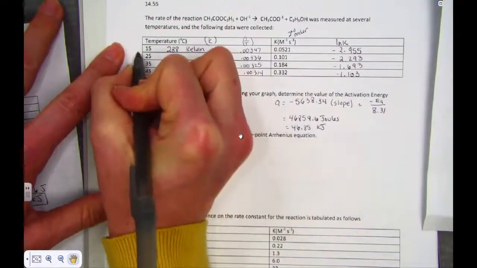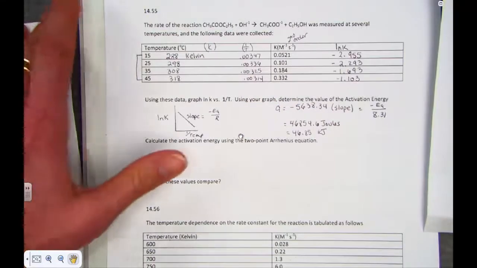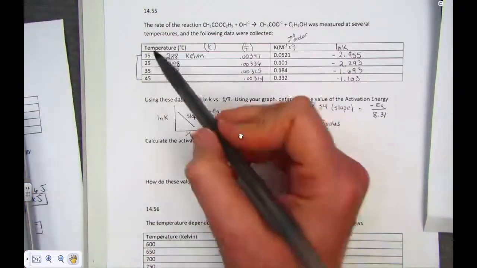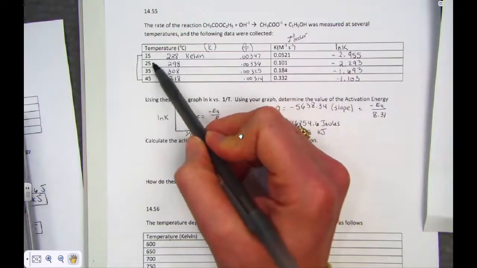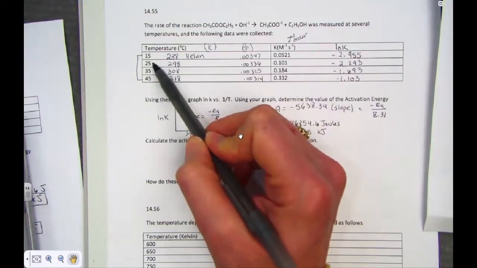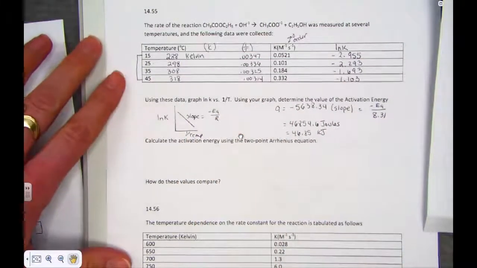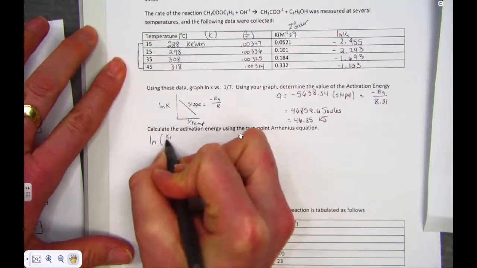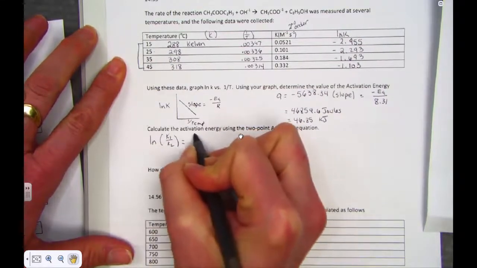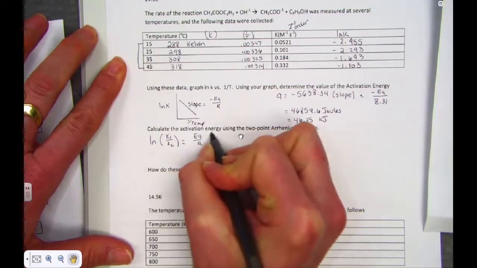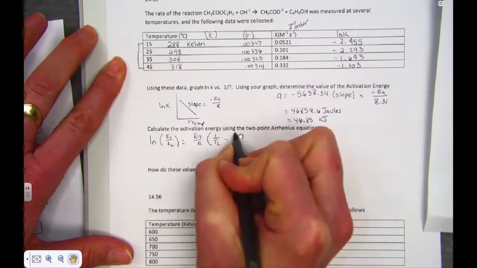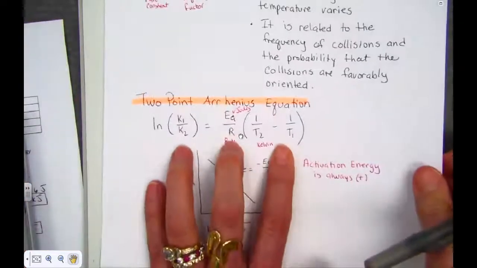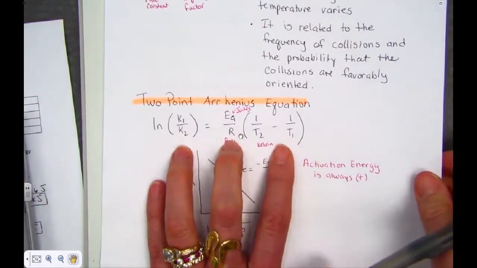My piece of advice is to always take the trials that are farthest away so you get a true representation of the slope of the line. I don't want to take 2 points that are right on top of each other, because I'm not getting a nice representation of a true line. So take the farthest points possible. The natural log of K1 over K2 is equal to EA over R times the reciprocal of T2 minus T1. All I've done so far is just copy my equation, the two-point Arrhenius equation.